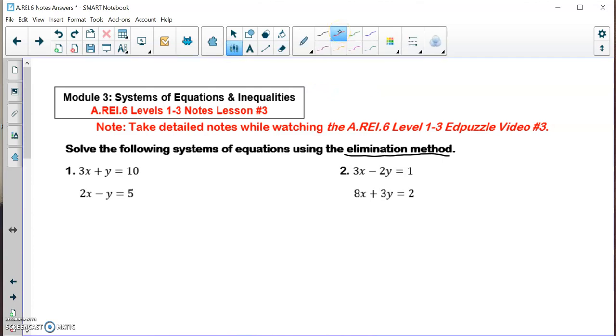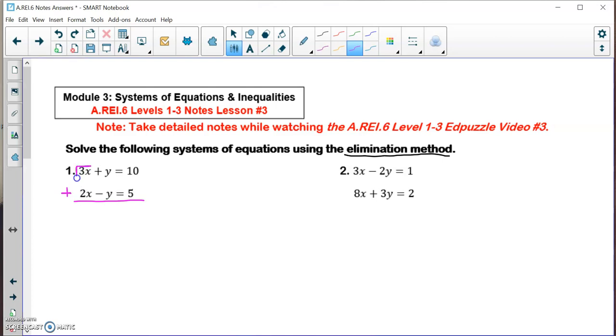Well, in number 1, my x's do not have opposite coefficients, but my y's do. My top equation, my y value has a +1 coefficient. In my bottom equation, my y value has a -1 coefficient. Those are opposite coefficients. So that's a good thing, because when I add these two equations together, my y variables are going to go away.